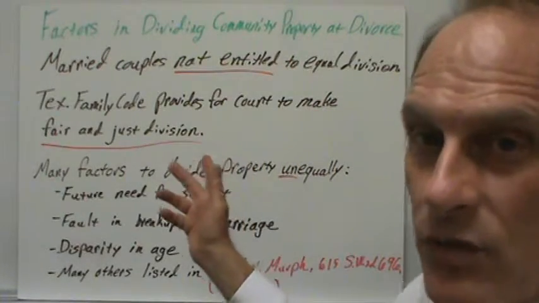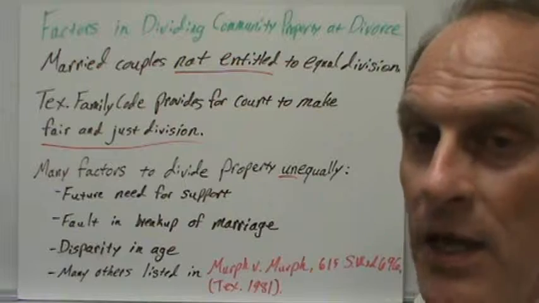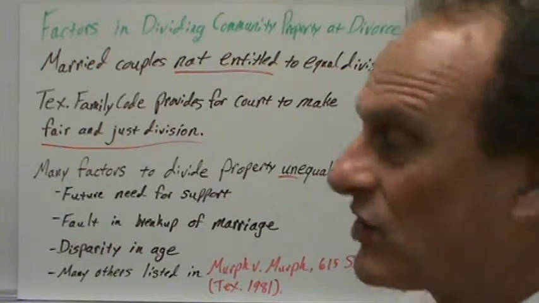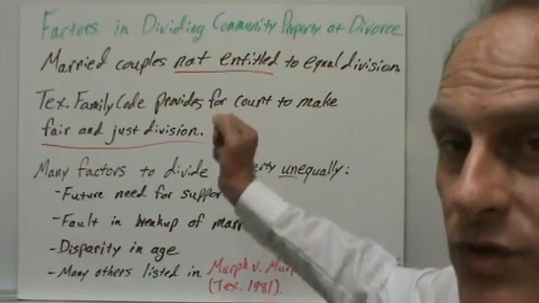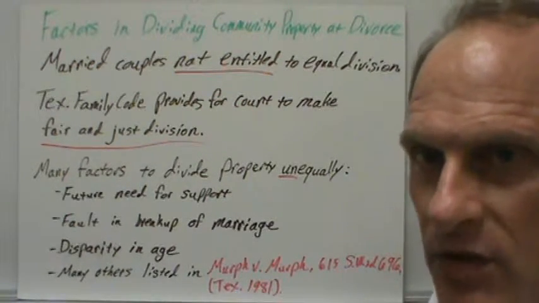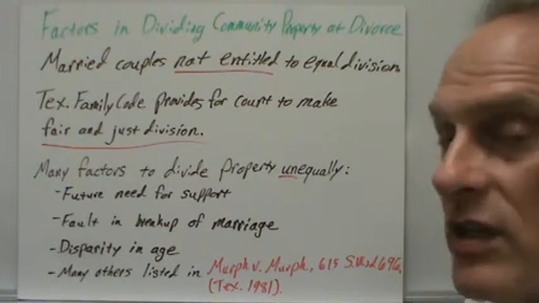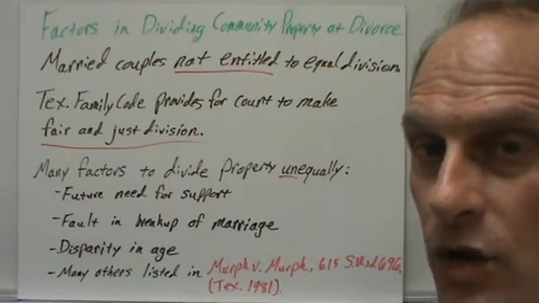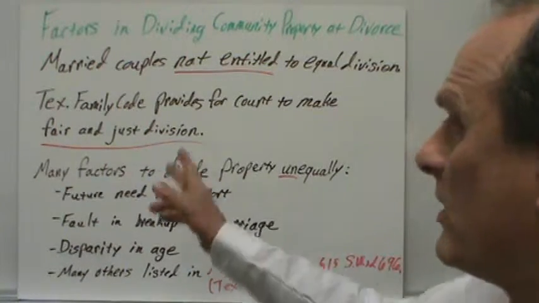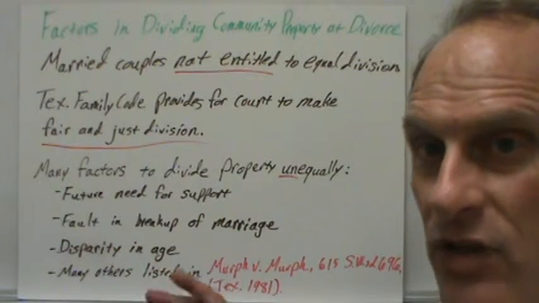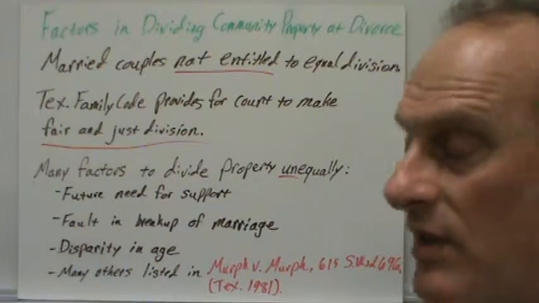So what are the factors in dividing community property upon marriage? Because once again, only the community property can be divided, not the separate. Well, first of all, understand married couples are not entitled to a 50-50 split, an even division of the community property. The Texas Family Code requires the court to make a fair and just division. Well, and what is fair and what is just is going to depend on the circumstances and different factors.